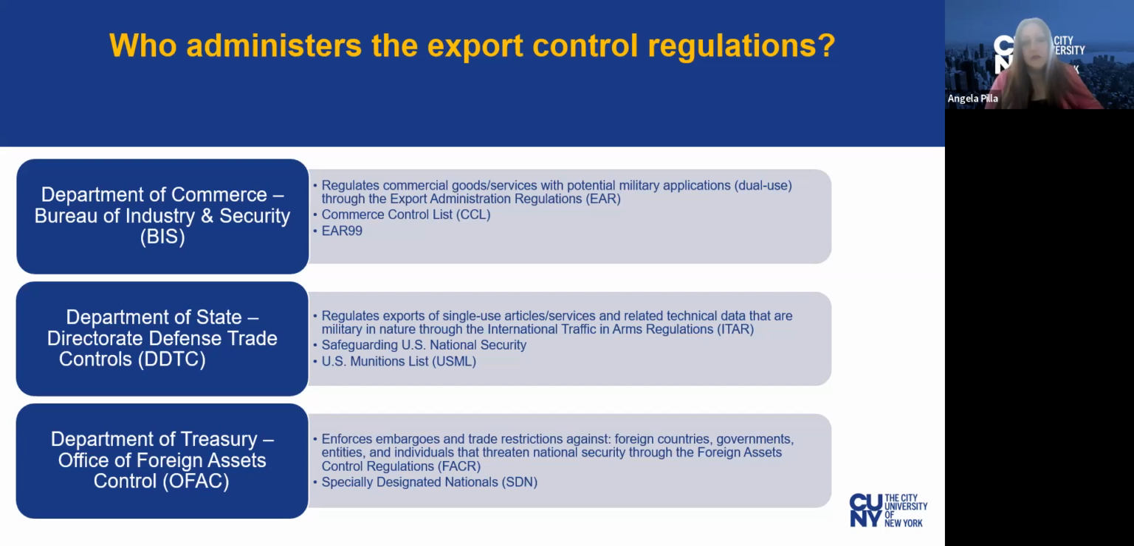The Department of Commerce, through the Bureau of Industry and Security, administers what's called the Export Administration Regulations, or the EAR. They regulate certain commercial goods and services that have the potential to be a military item. Those items that have military application are known as dual use items. It's a little different than dual use research of concern. These items could be research equipment, like a mass spectrometer, night vision goggles, lasers, things of that nature.